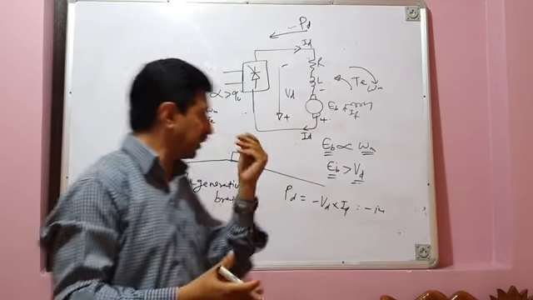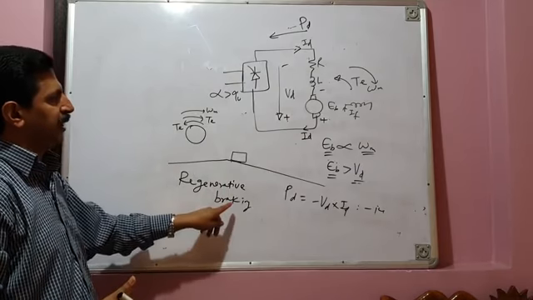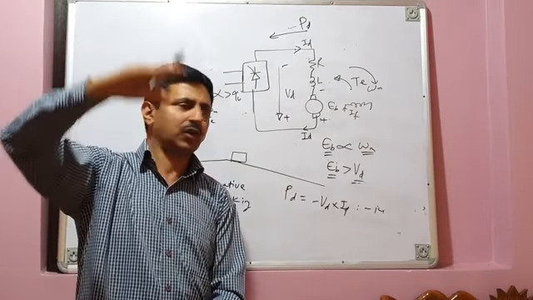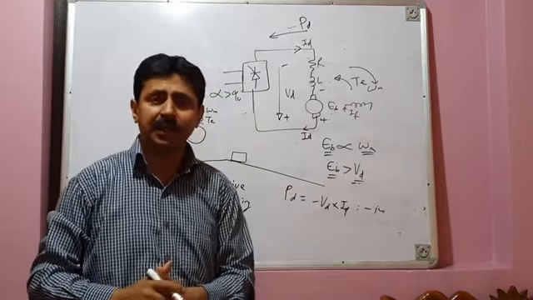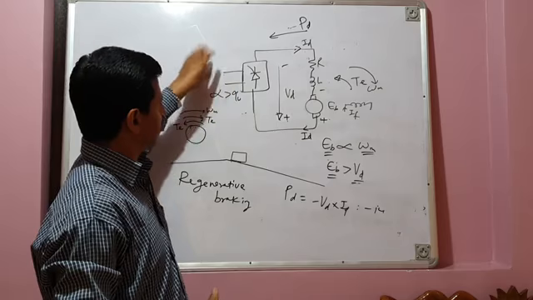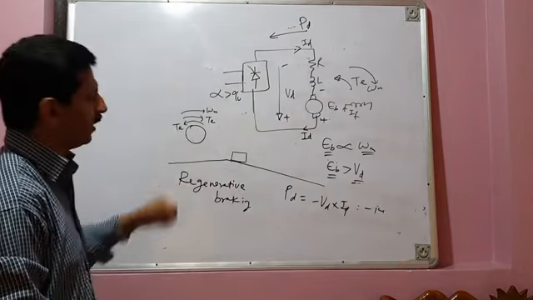But instead of using mechanical braking, we are using electrical braking, regenerative braking. In regenerative braking, you are slowing down the motor, applying a sort of electrical braking, and simultaneously the braking energy is not wasted, it is fed back to the source. So there is saving in the energy. This is called regenerative braking.